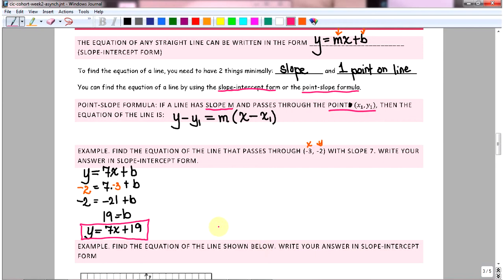Now, let me show you how you can do this using the point-slope formula. Okay, so this is just another way of solving the same problem. So the point-slope formula says we start with y minus our y value, which we have as -2, is equal to our slope, which is 7, times x minus our x value, which is -3.